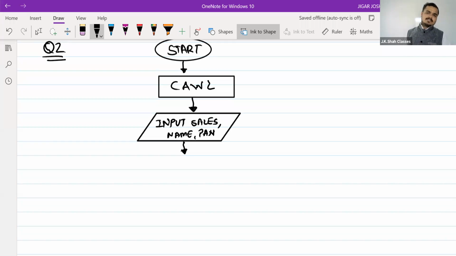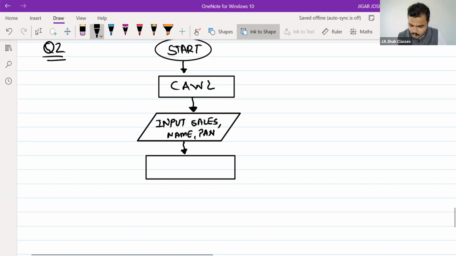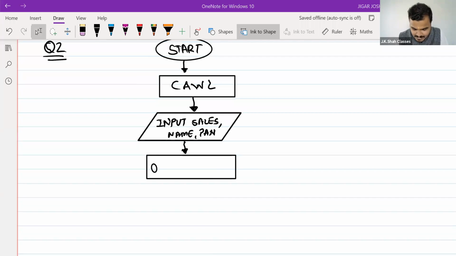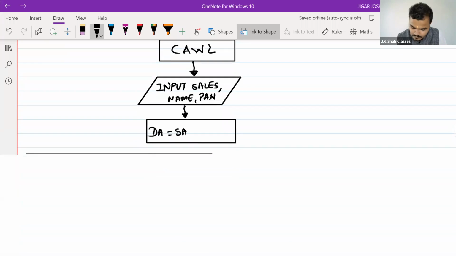Sir, input is done. Now it's time for the process. Yes, sir. A process box will be drawn. Yes, sir. We'll calculate the discount amount first. Discount amount is equal to whatever the sales amount is, okay, into 5 divided by 100.